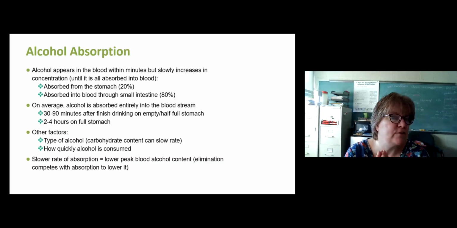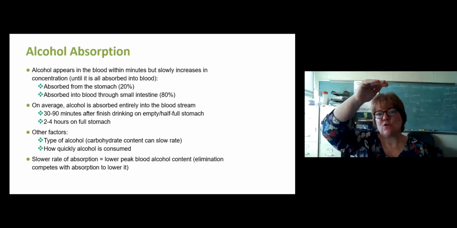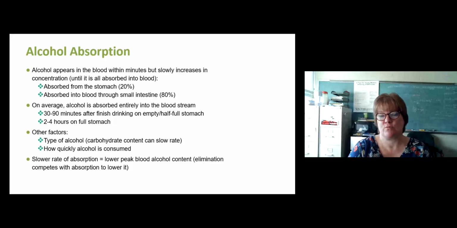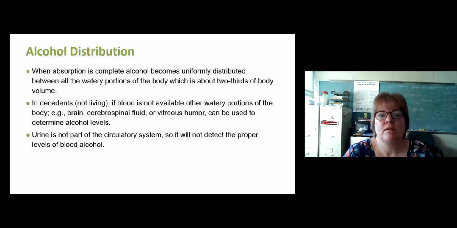The slower the rate of absorption, the lower the peak blood alcohol content. Because remember, these three things are happening all at once: absorbing in, distributing, and eliminating. So if it's slowly absorbing, and as soon as it starts absorbing it's also starting to eliminate, I never quite get up to my peak absorption level. If you have a very fast absorption rate before the elimination process has started, then we see that you can get a very high blood alcohol content.